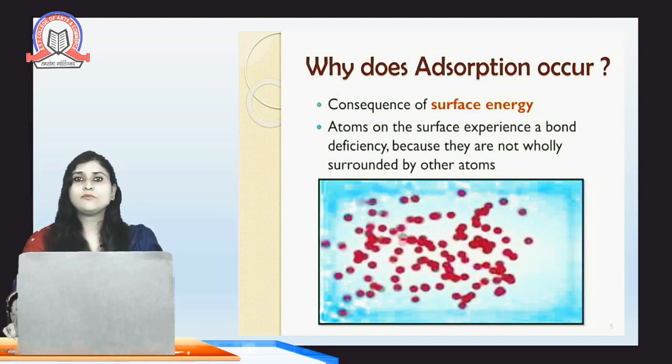Why? Because solid surfaces are rough in nature, and the roughness is because of the irregular arrangement of atoms or molecules in the solids. Because of this irregular arrangement, the energy also varies, and atoms or molecules are not surrounded by compact or particular structures. Because of this, they can easily hold other atoms which come in contact with them.